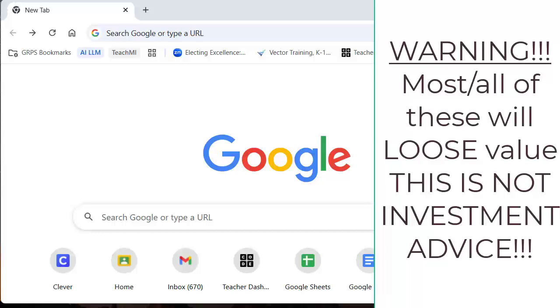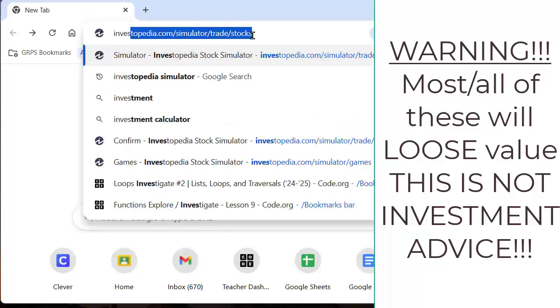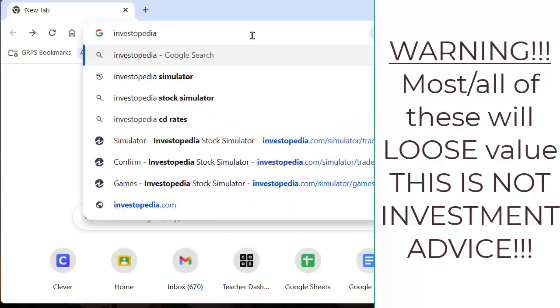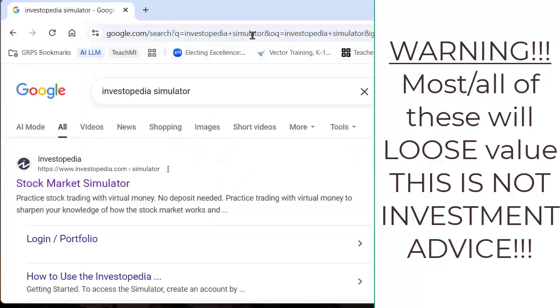We are going to create a portfolio in Investopedia Simulator inside of a game. This will allow us to keep track of some stocks, index funds, and options. Investopedia Simulator. It should come up like this. Click on Stock Market Simulator.